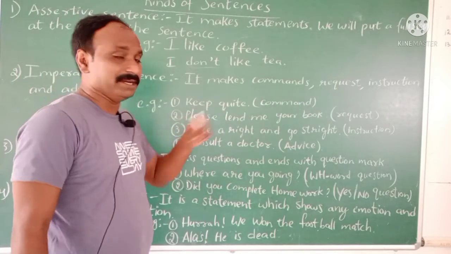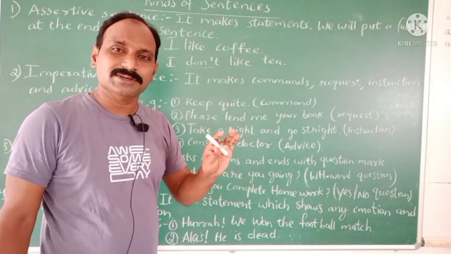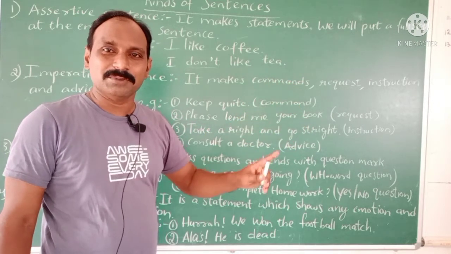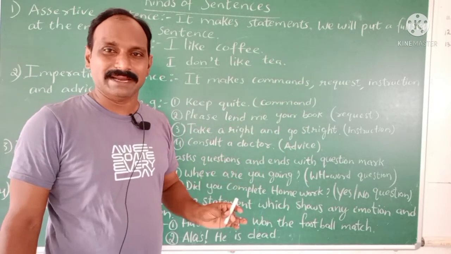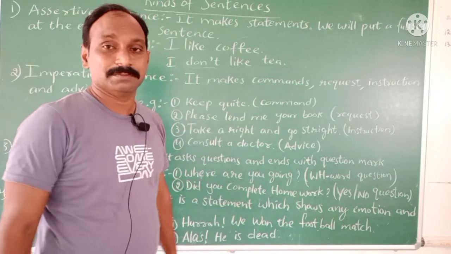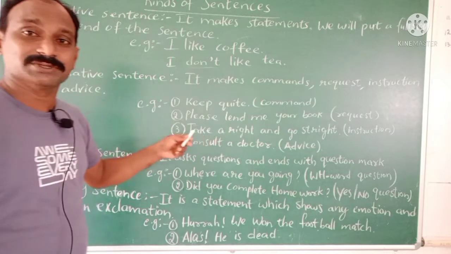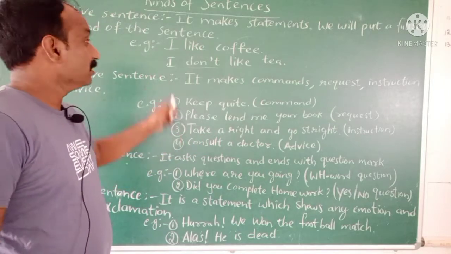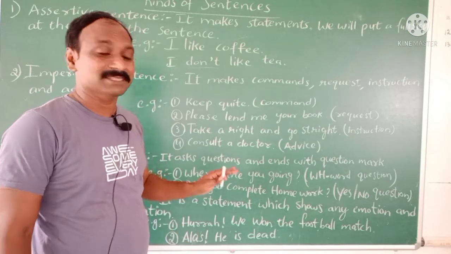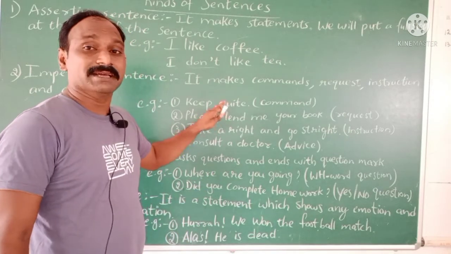So here: keep quiet, don't talk, get out, get lost, shut your mouth. So all those words are commands. So a command also will end with a full stop. Imperative sentence also is ending with a full stop. Assertive sentence also is ending with a full stop. The difference between them is that here we are making commands.